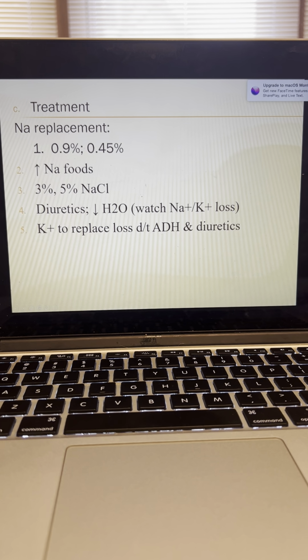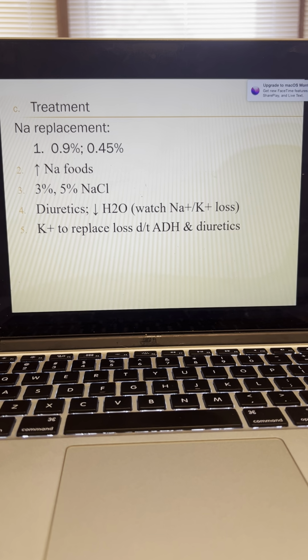What do we do for it? Sodium replacement would be 0.9%, 0.45%. Foods that are high in sodium. 3 to 5% sodium, like Ringer's, and you do have an infusion sheet on that at the back of your notes.